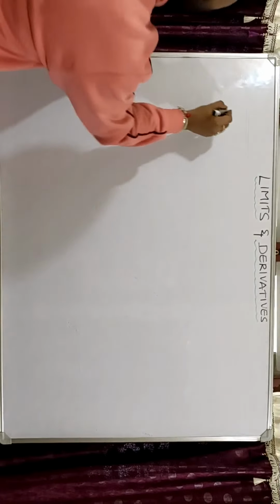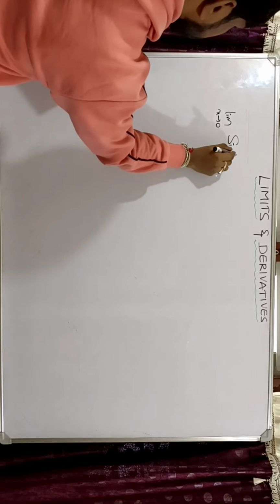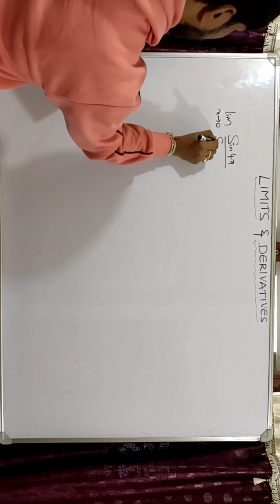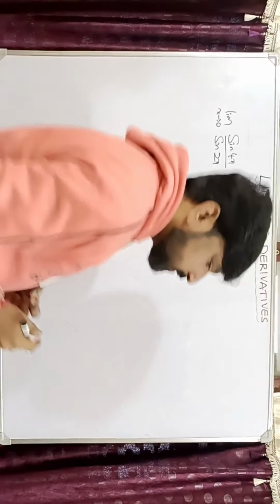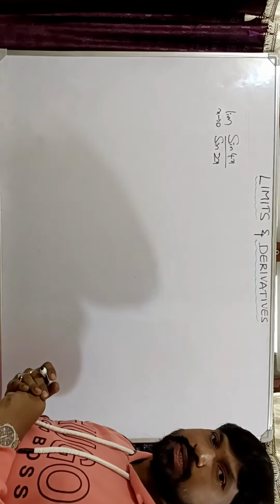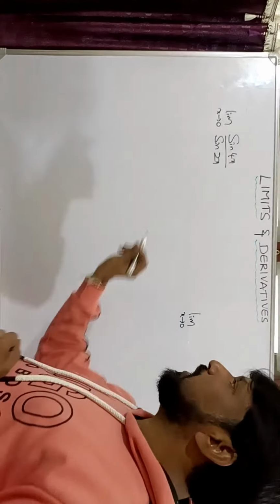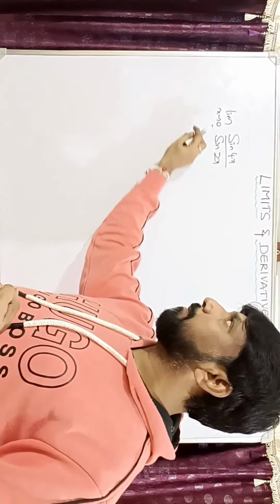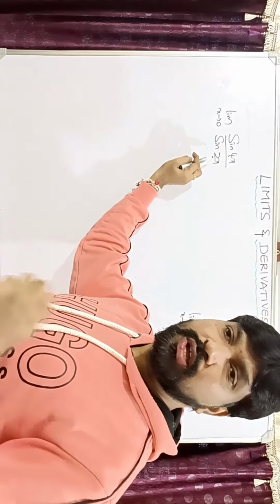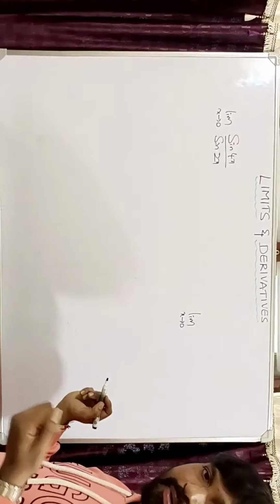Limit x tends to 0, sine 4x by sine 2x. How to solve this kind of question? Limit x tends to 0 depends completely on this: if you substitute 0, what happens? Sine 4 into 0 is sine 0, which is 0, by sine 2 into 0, sine 0, which is 0. So 0 by 0 is an undefined form. So I am taking the help of the formula.